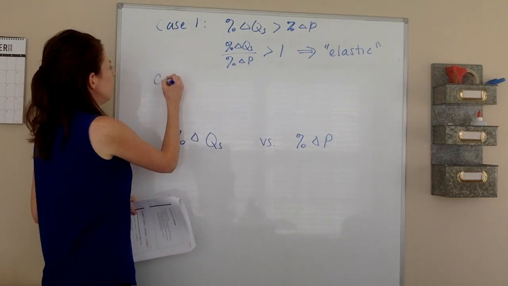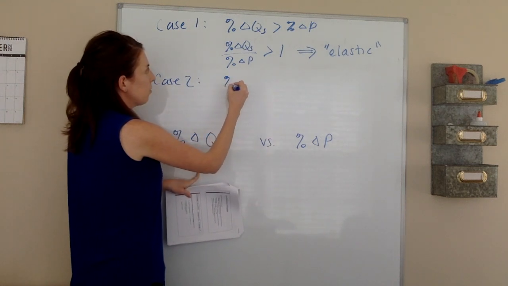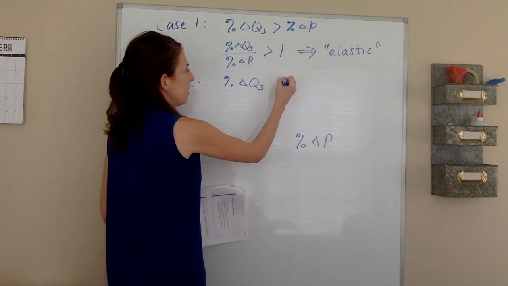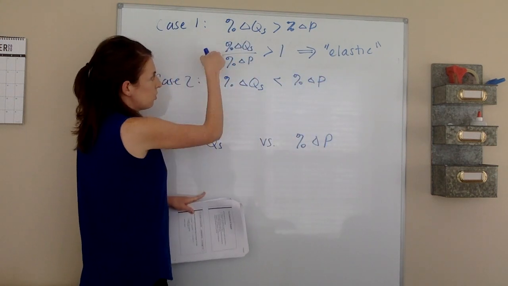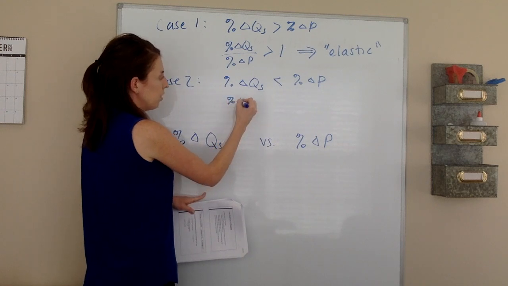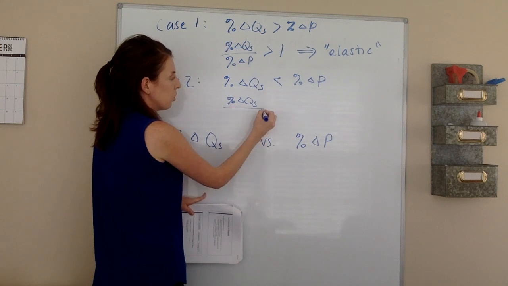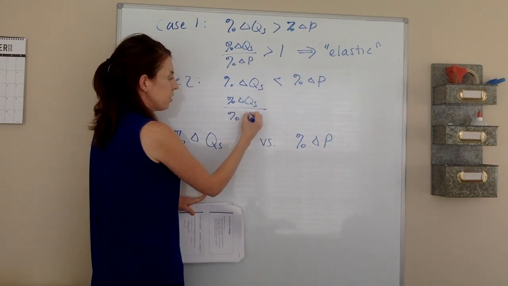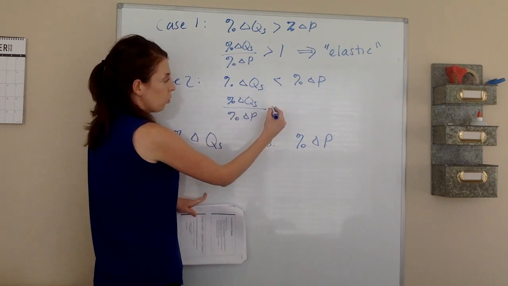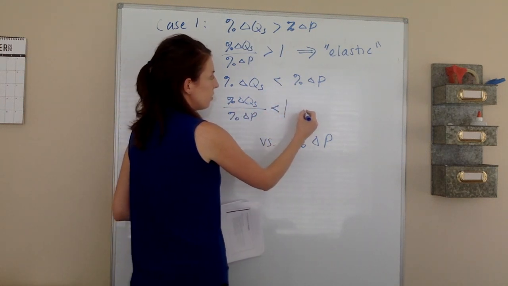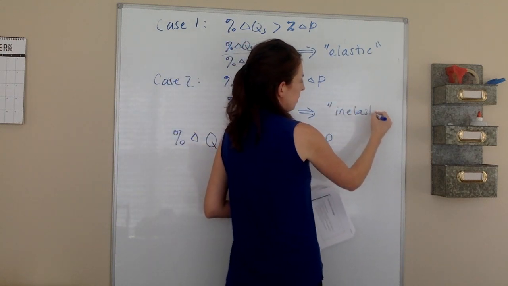Okay, case number 2 is you might get these two numbers and find that the percent change in the quantity supplied is less than the percent change in the price. If that's the case, then when you stack these two things on top of each other, with the percent change in the quantity supplied on the top and the percent change in the price in the denominator, well, if the denominator is bigger than the numerator, then the whole ratio is going to be less than 1. If this is true, then we're going to have an inelastic supply.